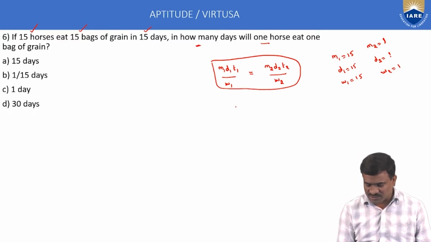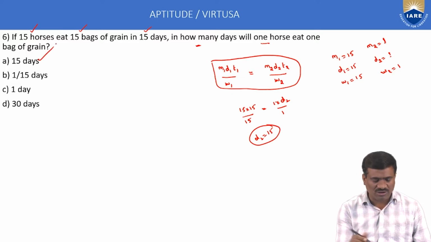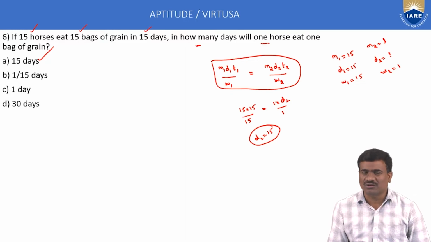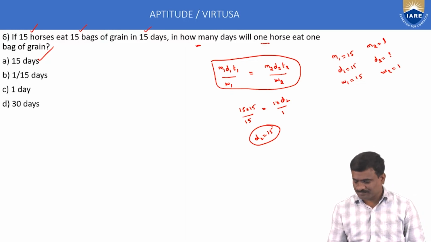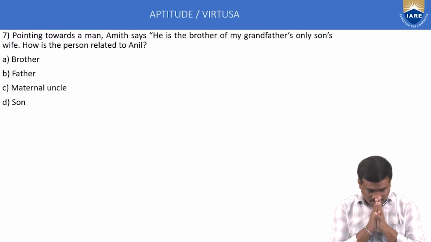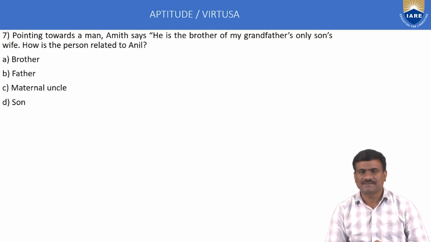Next, substitute in the above formula. 15 into 15 divided by 15 is equal to 1 into D2 by 1. Then D2 is equal to 15. Option A is the only correct one. This is about the time and work topic application. Next, seventh: family based example or puzzle test, or blood relations.